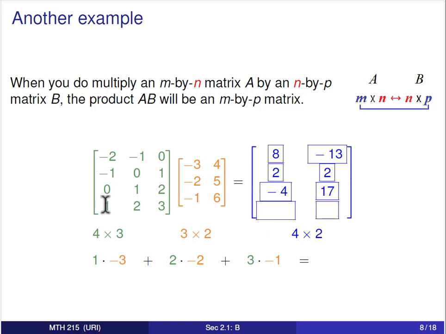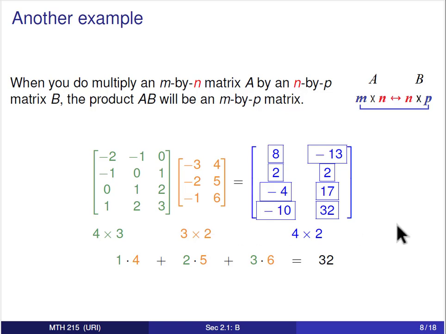For the fourth row, we'll take the fourth row of the first matrix, and then pairing that with the numbers from the first column gives us -10. Pairing that with the numbers from the second column gives us 32. And this is our answer when we multiply these two matrices.